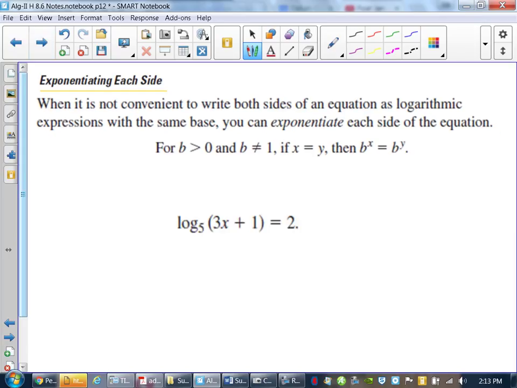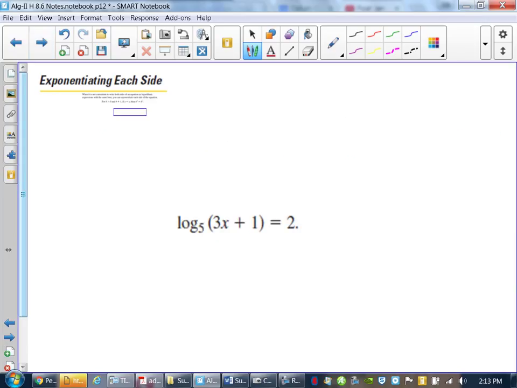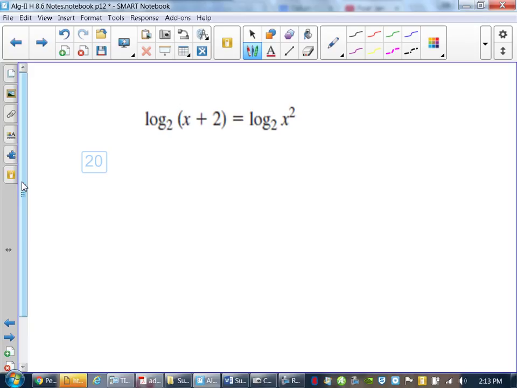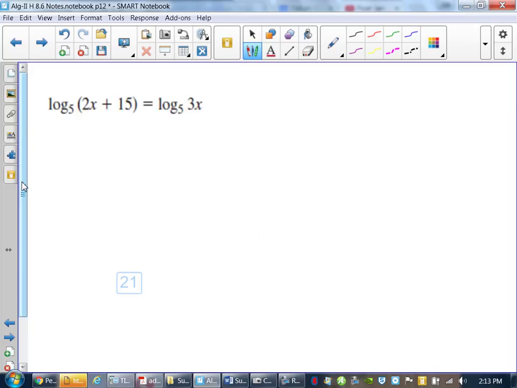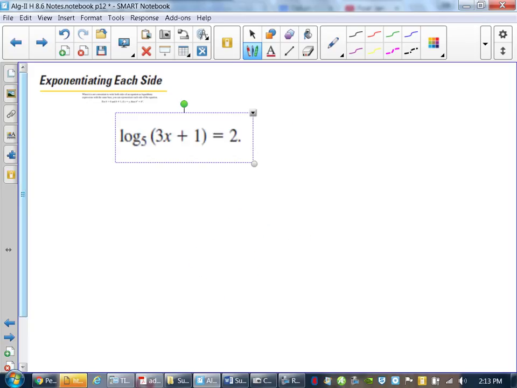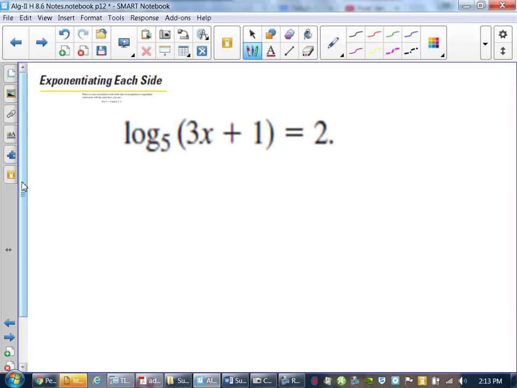What happens when you only have one log? We have log base 5 of 3x plus 1 equals 2.